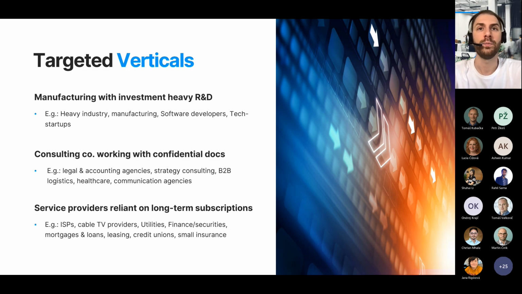And then there is the third group, the service providers that are reliant on long-term subscriptions. So that could be smaller telco providers, ISPs, cable TV providers, utilities like electricity, gas, water, obviously, securities or companies providing mortgages, loans, leasing, even small credit unions or small insurance companies, those that could fear their competitors stealing their customers, because that would mean losing their long-term contracts and in the end, a decline in the revenue streams.